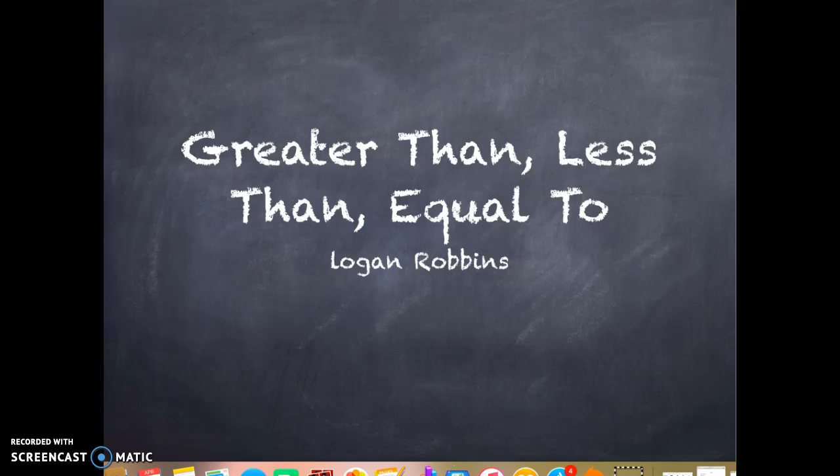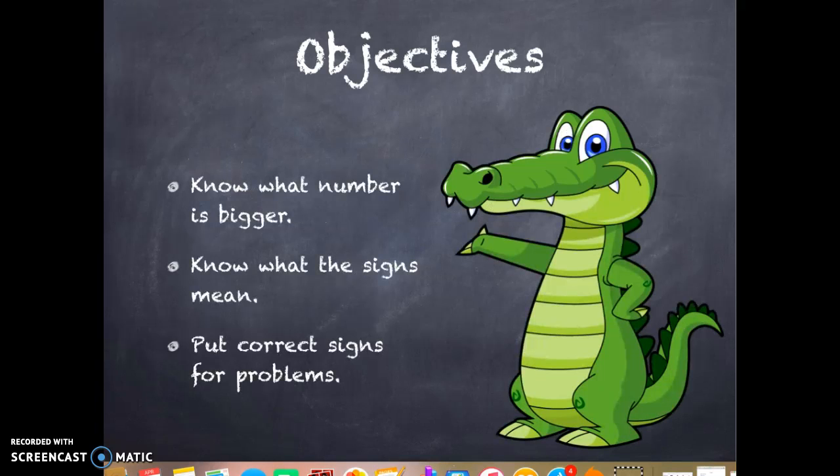Well, it looks like a few of you have, so let's dive in so we can learn a little bit more about these signs. Today's objectives are to know what numbers are bigger. So if 8 is bigger than 7, we want to be pretty good at deciphering this. And then we also want to know what the signs mean: the greater than sign, the less than sign, and the equal to sign. We also want to make sure that we're putting the correct signs for each problem. You'll practice this more and more, but today we're going to start learning how to do so.